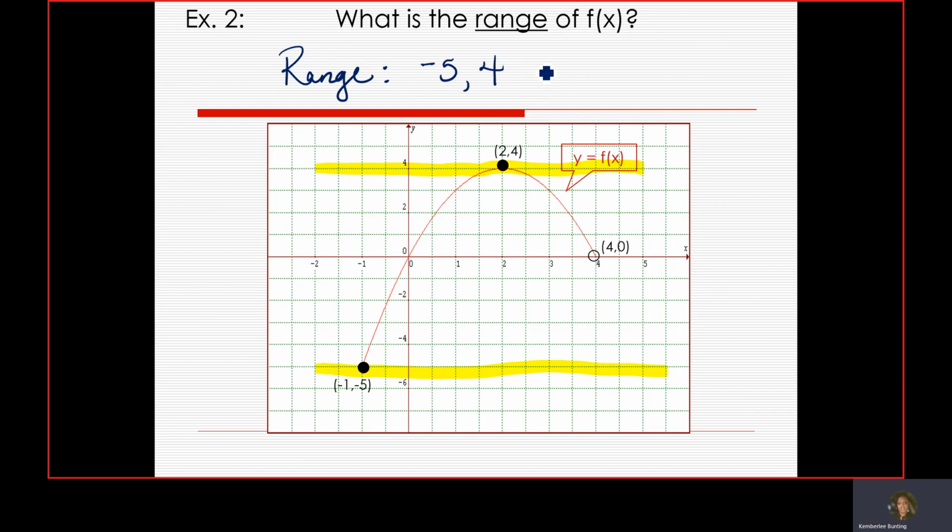Now, do I have an open dot or a closed dot at -5? It's closed. So should I have a bracket or a parenthesis? Bracket. Elijah, I should have a bracket.